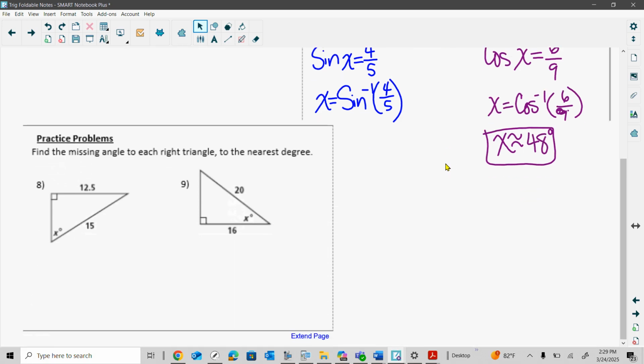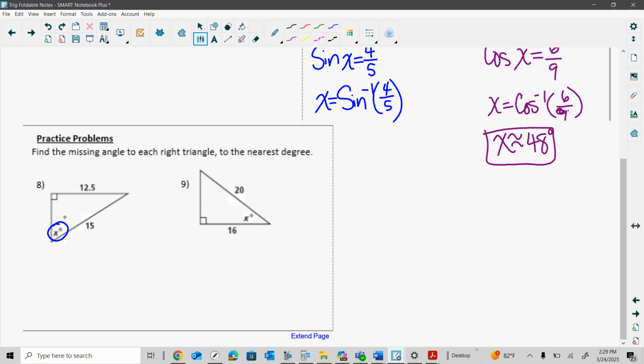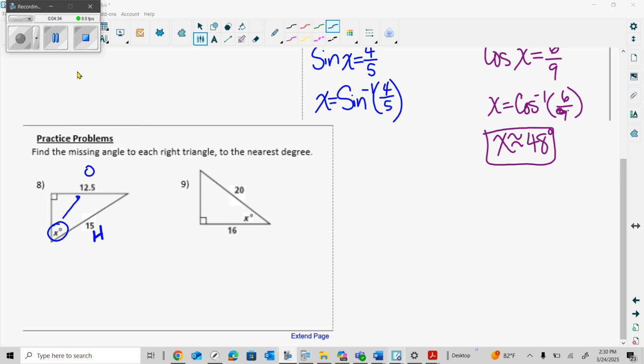I want you to try 8 and 9, these practice problems. We're going to go through the steps the same. This is the missing angle x. If you look, this is our opposite side, so there's our O. And then on here, number 15 is your hypotenuse. So see if you can come up with the trig function and work it through. If you want to pause the video, pause the video. See if you can get to the trig function and the answer to number 8. Okay, I'm going to pause it.